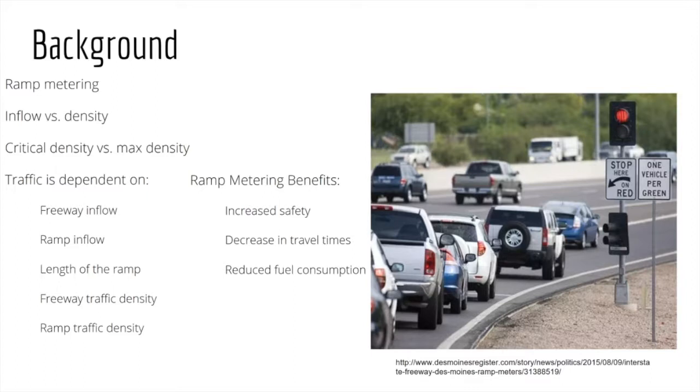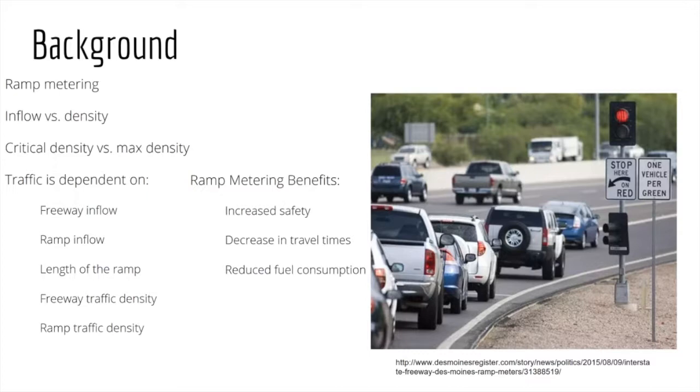Background. Ramp metering is a method by which traffic seeking to gain access to a busy highway is controlled at the access point via traffic signals. This control aims to maximize the capacity of the highway and prevent traffic and congestion. Inflow and density are directly related, but they have their differences, for inflow equals speed times density.